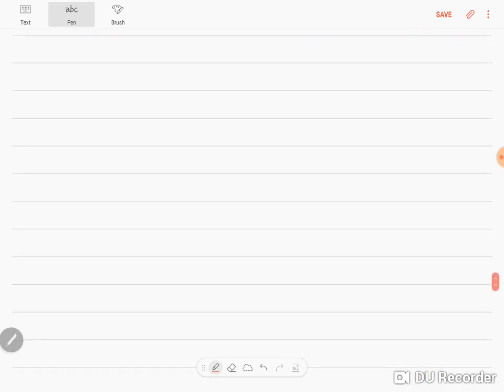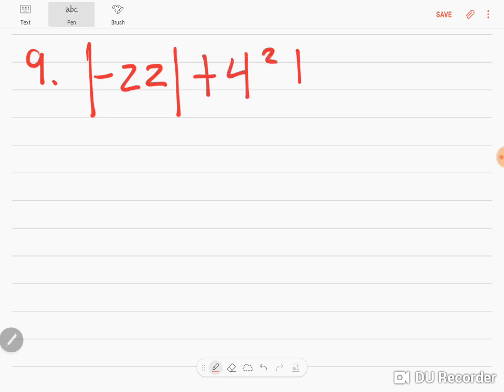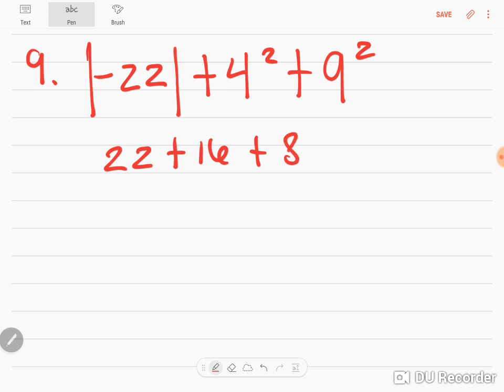Class, number 9. It says the absolute value of negative 22 plus 4 squared plus 9 squared. All right, let's do this problem. The absolute value of negative 22 is 22 plus 4 squared. We did that a lot now, which is 16 plus 9 squared. 9 times 9 is 81.